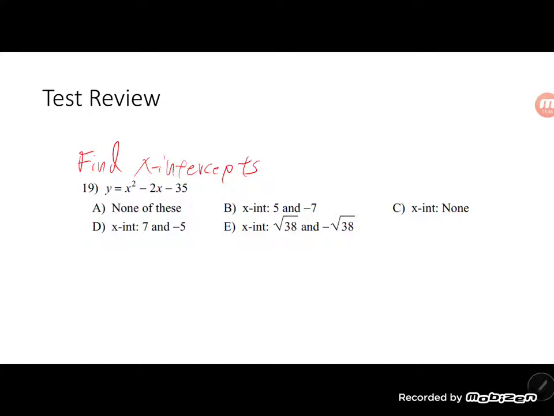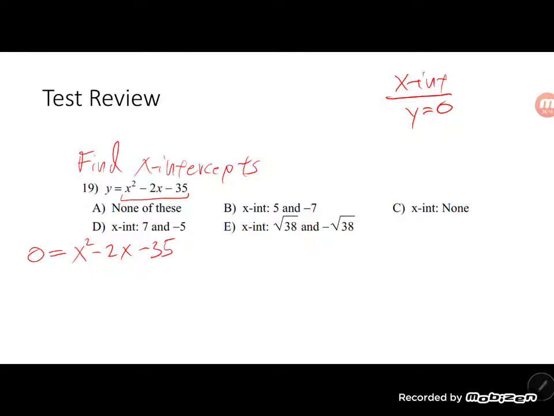So when we have a standard form equation, the thing is we can't just plug in 0 for y and start to solve it. And actually, sorry, let me back up. So when we're looking for the x-intercepts, remember, our x-intercept is just code for y equals 0. Y always equals 0 when we have an x-intercept, so we're just going to plug in 0 to that equation. So then we get 0 equals x squared minus 2x minus 35.